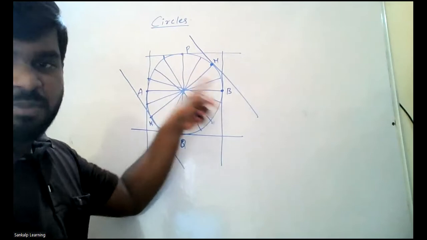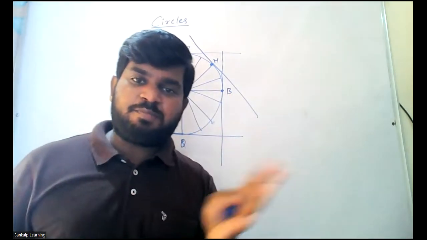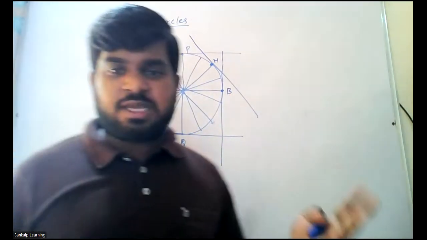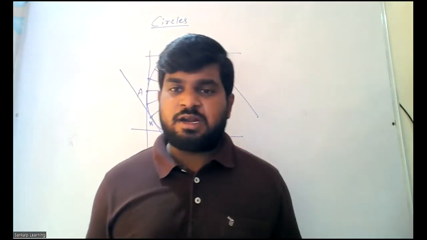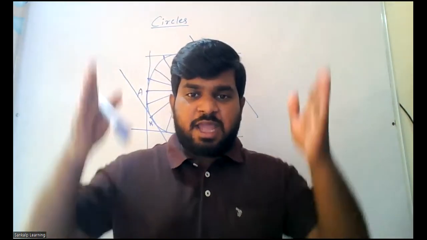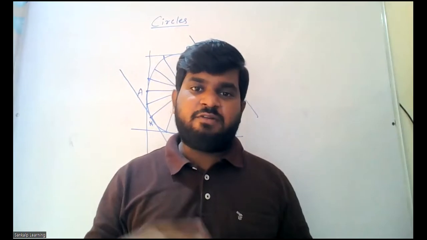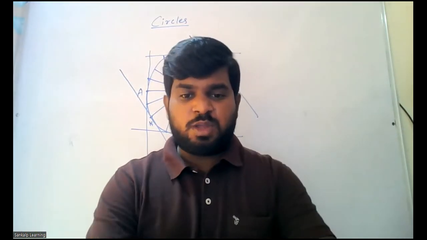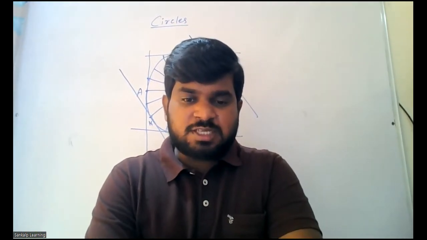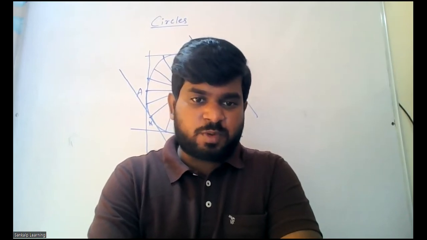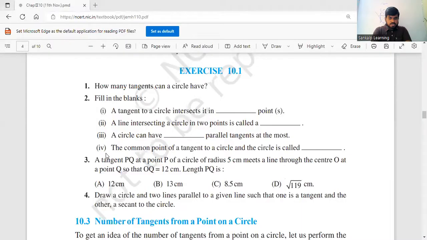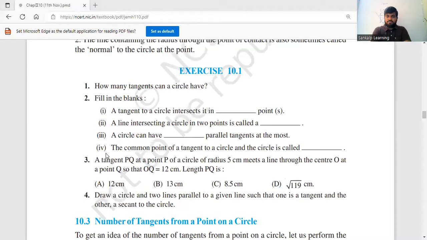At the ends of the diameter, if I draw tangents, they'll be parallel to each other. Therefore, how many diameters can I draw? We can draw infinite diameters. Therefore, at the ends, if you start drawing the tangents, you can have infinite tangents which are parallel to each other. Okay. So that's the answer for question number 3. A circle can have infinite parallel tangents at the most. The common point of a tangent to a circle and the circle is called as what?